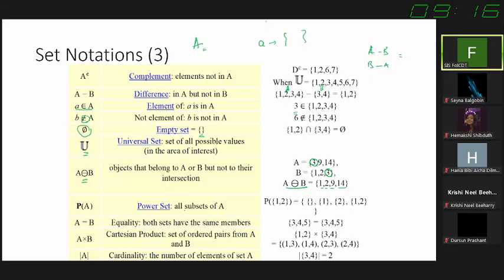Okay, a power set. So the power set of {1, 2}, for example. If we have a set A equal to {1, 2}, the power set of A would be this. You'll have an empty set, you'll have {1}, you'll have {2}, and then you have {1, 2}. What is a power set? All the possible subsets of a set.